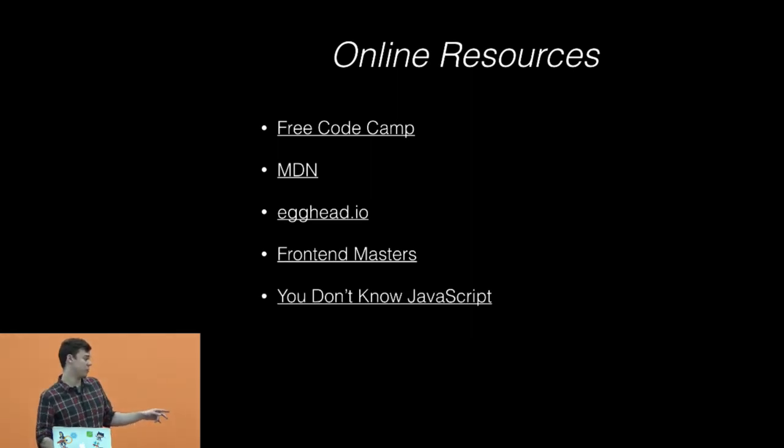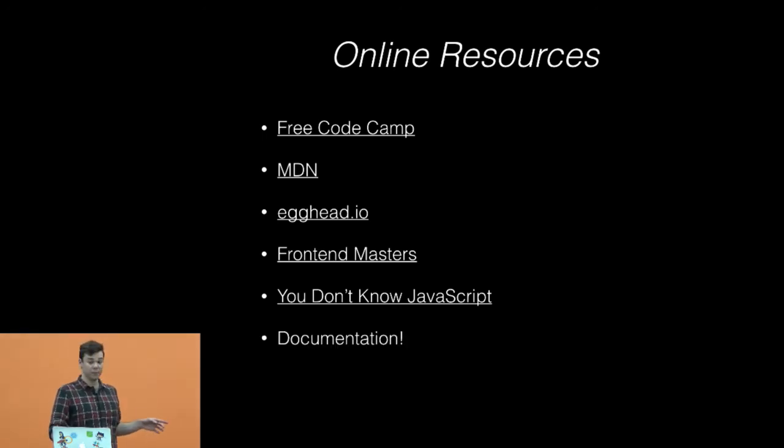This book, You Don't Know JavaScript by Kyle Simpson, is free on GitHub, and it is one of the best books on JavaScript I have ever read, ever. Maybe one of the best books on programming. He's a really sharp guy. And finally, documentation. I am really a big fan of reading documentation. If you're looking at a project and you think, hey, I want to use this, a really good thing to do is just look over the docs, because the people who wrote that piece of software are going to be able to tell you how best to use it.